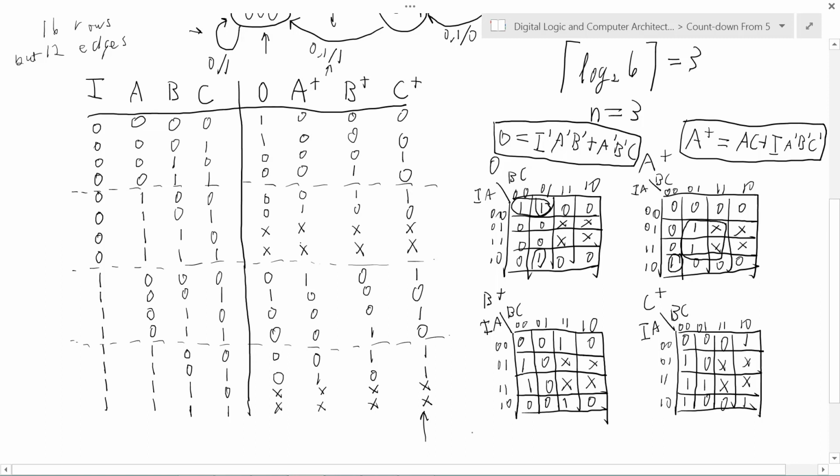What about B plus? I see a large group here because of the don't cares, and I see a nice large group here wrapping around because of the don't cares. We can increase the group of 2 to a size of 4 with the don't cares. Let's take advantage. So the first group, B and C, or A and C prime.